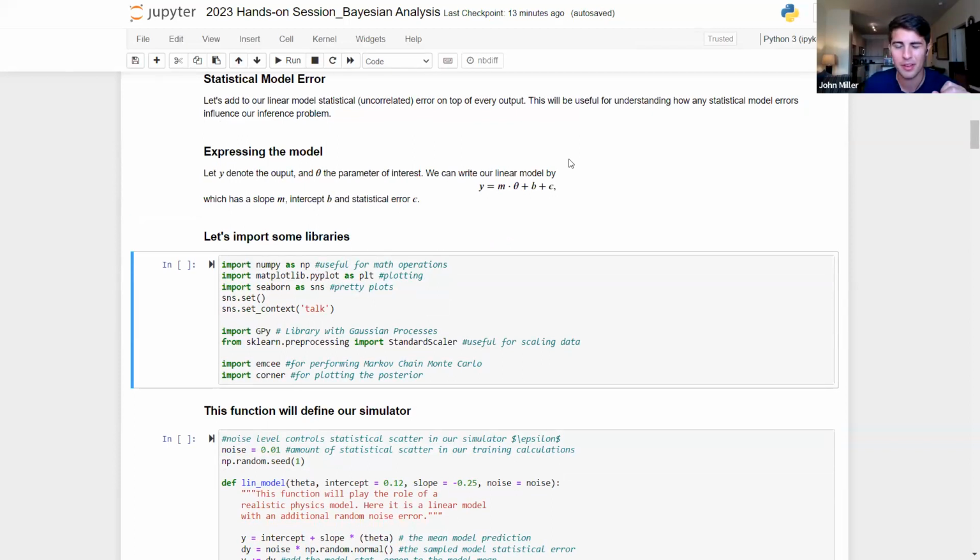So we'll be using that. We'll be using something from sklearn just to pre-process data a little bit. emcee is a great MCMC library which implements affine invariant sampling. So that's a great tool. We'll be using that.